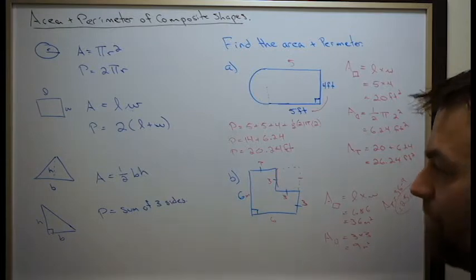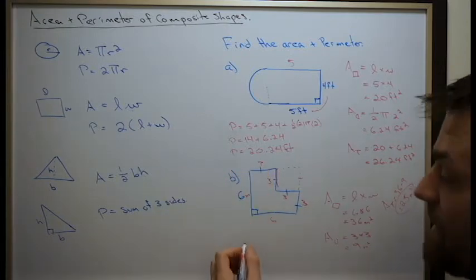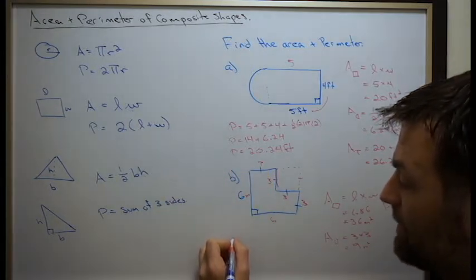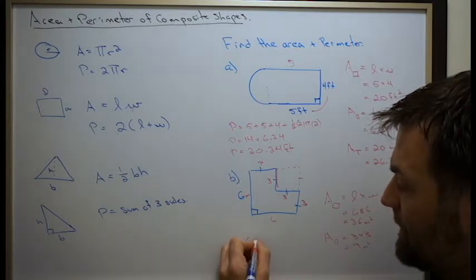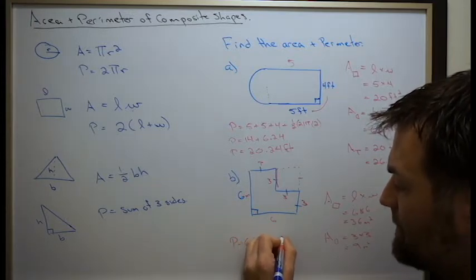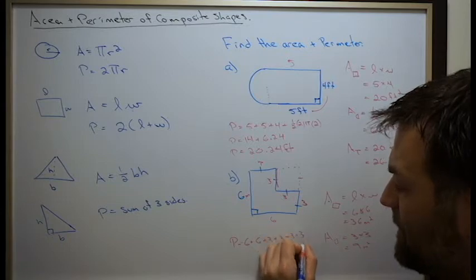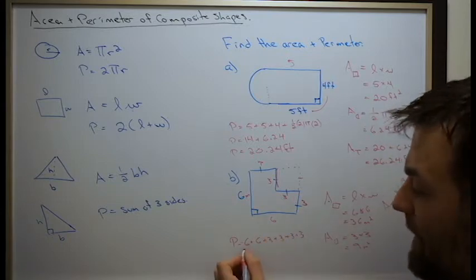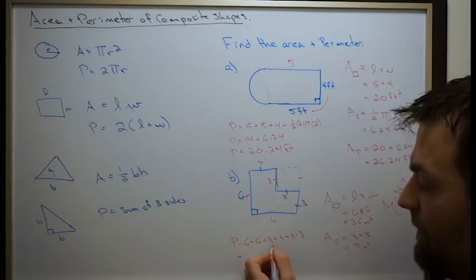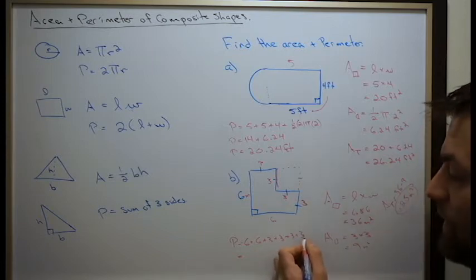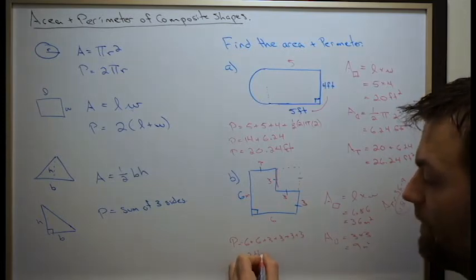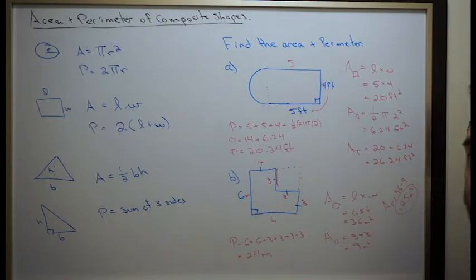And then perimeter, we're just going to add up all the sides. We have 6 plus 6 plus 3 plus 3 plus 3 plus 3. So we add all that up. So we have 6, 12, 15, 18, 21, and 24 meters. And there's our perimeter of this shape.